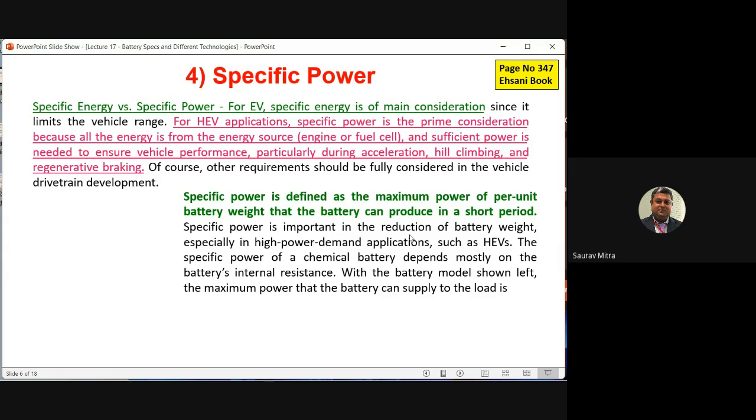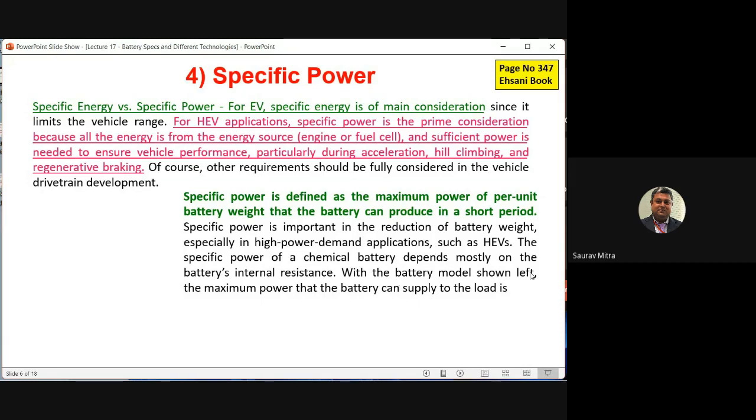Specific power is important in the reduction of battery weight, especially in high power demand applications such as HEVs. So designing a specific power source is another matter of study. The specific power of a chemical battery depends mostly on the battery's internal resistance. In the next few slides I will show you the mathematical, or rather electrical, model, which will require some resistors, some capacitors and so on. The internal resistance of the source should be as small as possible. If the internal resistance is small, the loss inside the battery will be less, and the battery will become a high power source.